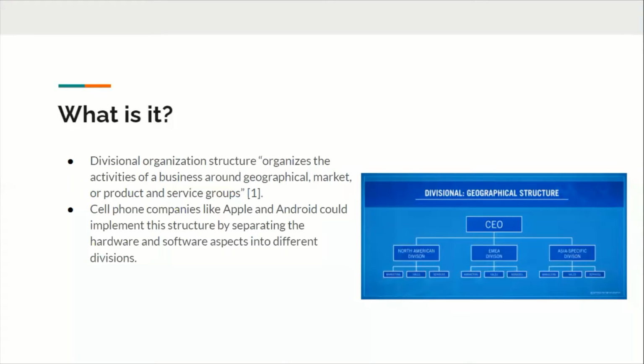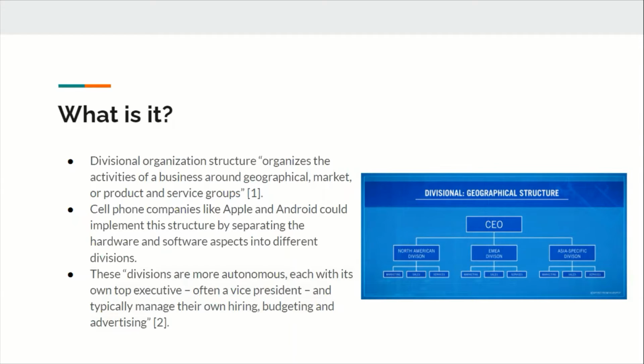A cell phone has two parts, the hardware and the software. Although both parts are needed to make the cell phone work, if the cell phone company wanted to implement the divisional organization structure, they could simply divide the company into two different divisions, one for the hardware and one for the software. These divisions would be autonomous, meaning that each division would manage its own hiring, budgeting, and advertising. It is almost like there are two or more separable sub-companies within the company itself.